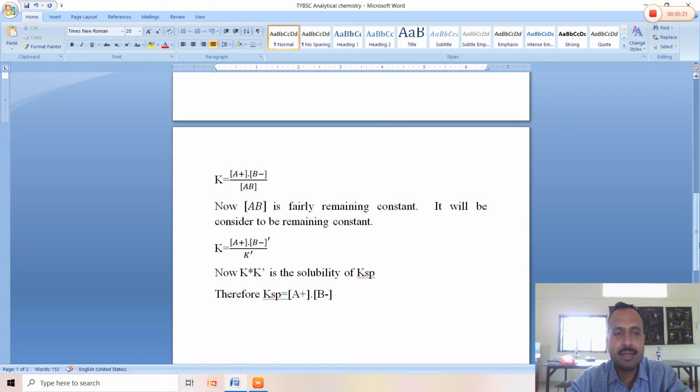Like in that example, AB is the sparingly soluble substance. Therefore, KSP is equal to concentration of A plus into concentration of B minus. So we can generalize it. For silver chloride, the KSP of AgCl is equal to concentration of Ag plus into concentration of Cl minus. Or if we take the example of KCl, then KSP of KCl is the concentration of K plus into concentration of Cl minus. So we can generalize for any particular sparingly soluble substance under investigation.